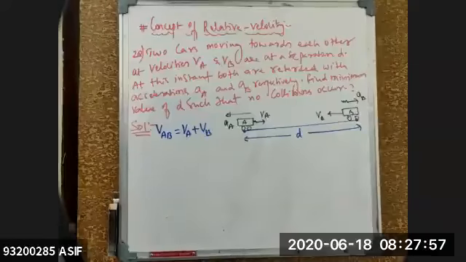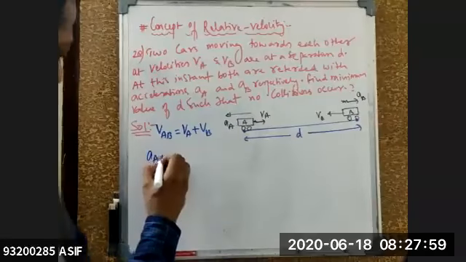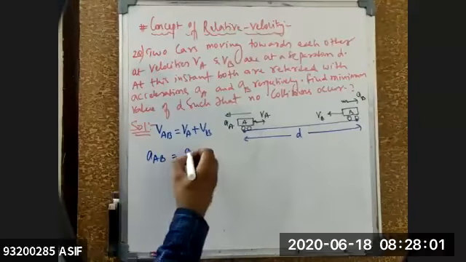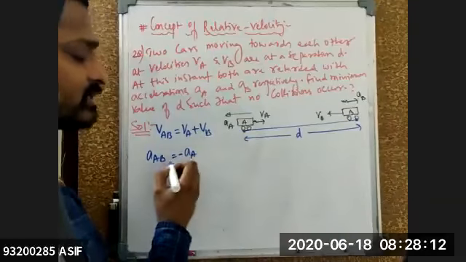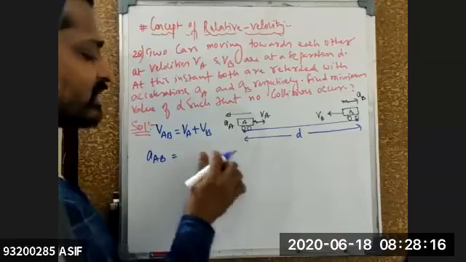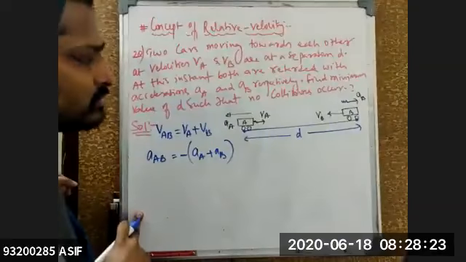Now can anyone tell me what is the acceleration of A with respect to B? So acceleration of A is AA minus AB. Acceleration of this one is negative, isn't it? So I can write this as acceleration of A plus acceleration of B in the negative direction. Can I write like this? Yes, sir. Both of them are in opposite directions.